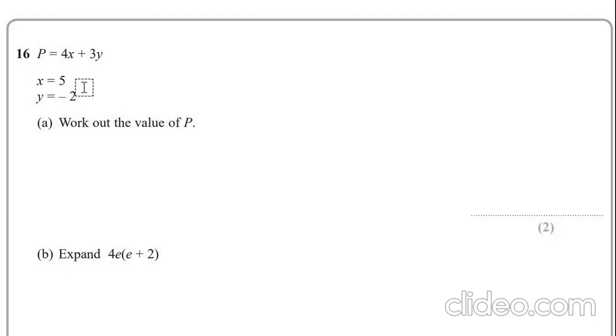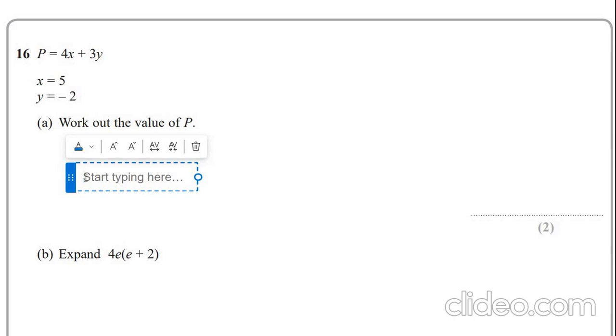Work out the value of P. P is 4 times x, where the value of x is 5, plus 3 times -2, which is the value of y. 4 times 5 is 20, and then 3 times -2 is -6. So the answer is 14.